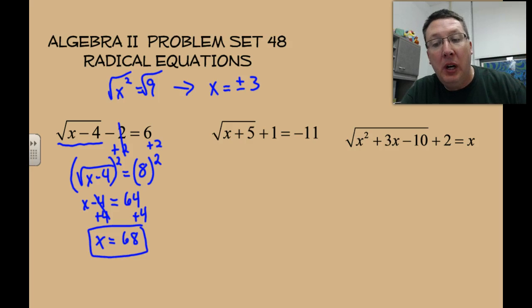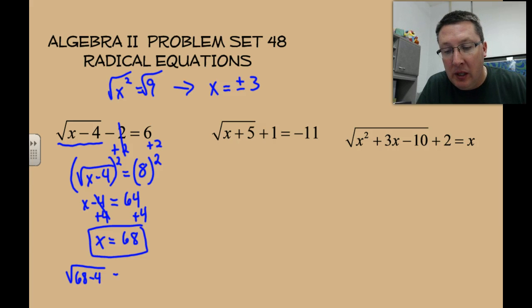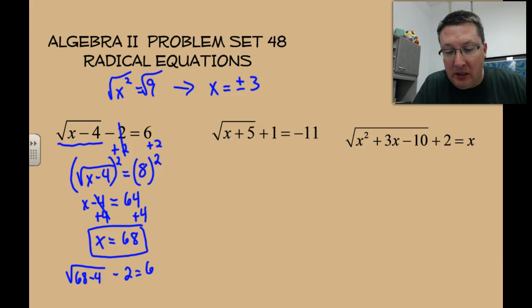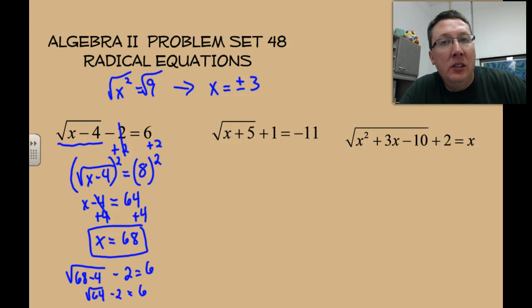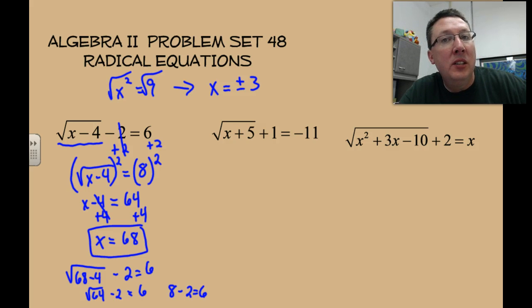Now, one thing we do have to do on these problems is check our answer back in the original problem to make sure that it works. So if I go back up here to my square root, I'm going to plug in 68 for x. So I have 68 minus 4 under the square root, minus 2 equals 6. Well, if I take 68 minus 4, that's 64. I need to check to make sure this works. Square root of 64 is 8. So I have 8 minus 2 equals 6. I have to verify that that is a true statement. 8 minus 2 is indeed 6. So that tells me 68 checks out, and it is a valid answer.